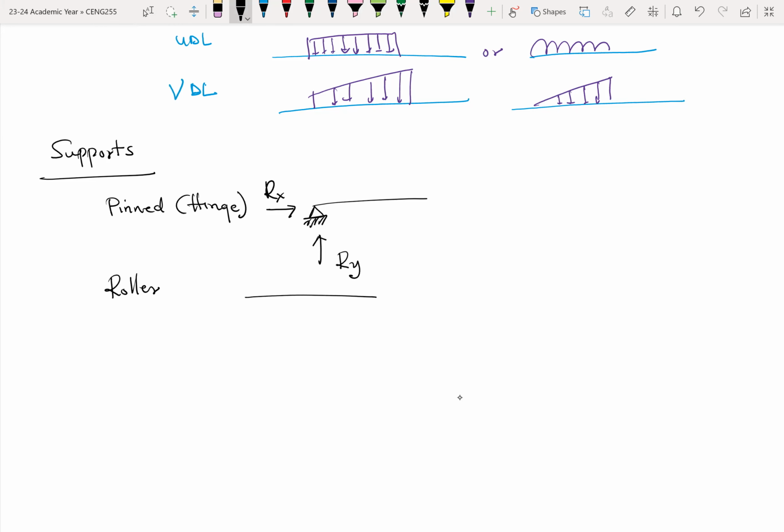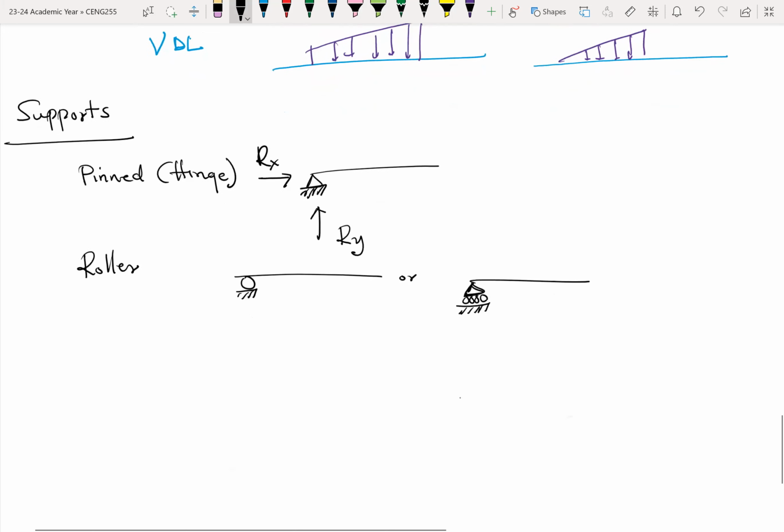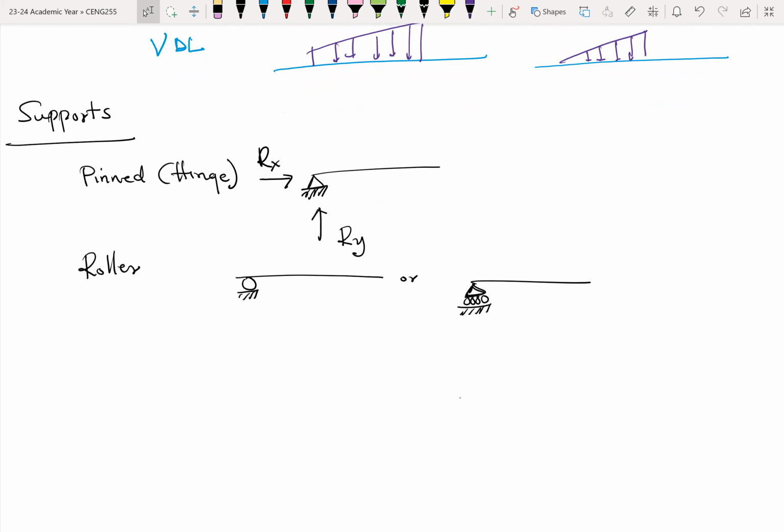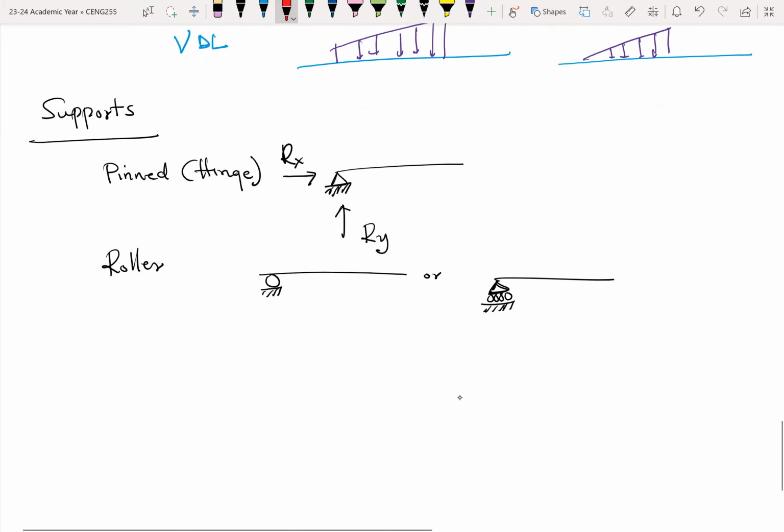Okay. So with the roller, this is one way to represent it, or I think some books have it this way. So again, triangular in shape, but then have a bit of circular designs below it. All right. So these are your supports. With the roller, you only have one reaction, Ry. Okay. There is no Rx, which means that rollers do not have resistance against horizontal motion.